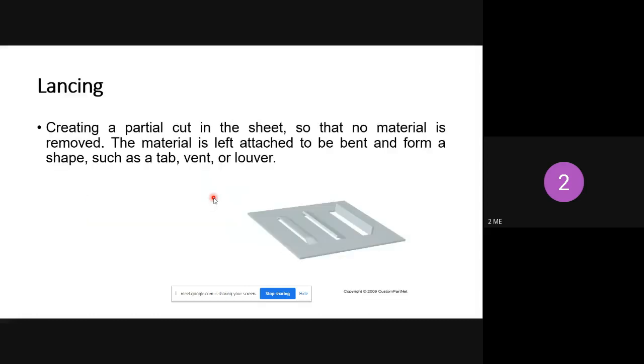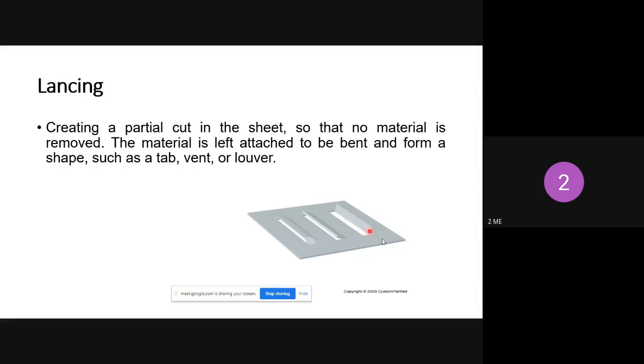Next operation is the lancing operation. So what is the lancing operation? Just see the figure and you can tell. What is that lancing? Lancing is nothing but making vents. It is a combination of piercing and punching. Okay, good. So it is similar to that.